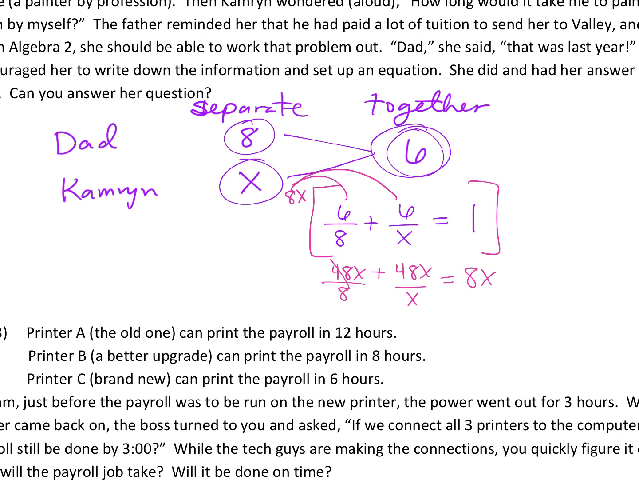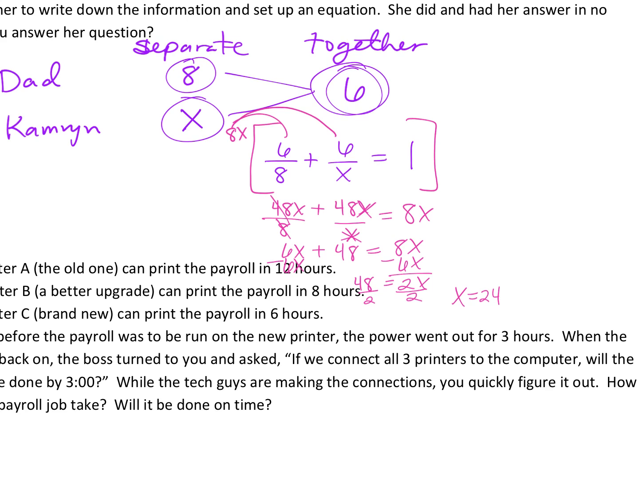Okay, now simplify. So you get 6x plus 48 equals 8x. Take away that 6x. So 2x equals 48, and then divide by 2. So x is 24 hours. Make sure you specify your units there. Okay. Any questions on that?